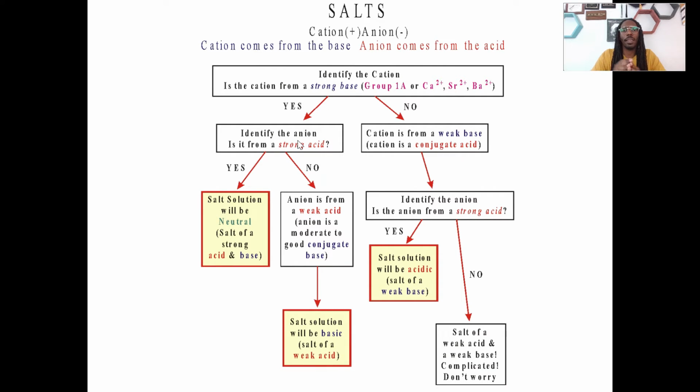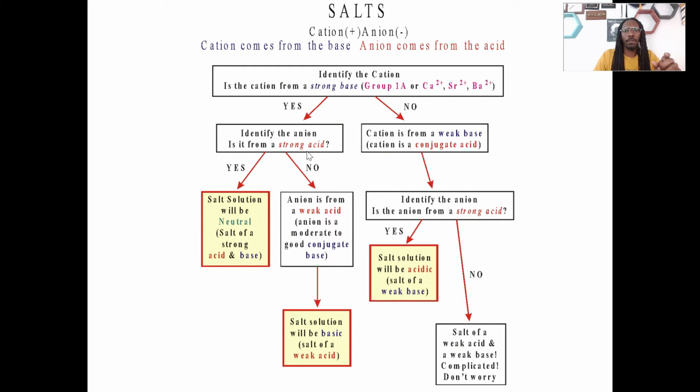Then we have to figure out the anion. And if the anion is coming from, in this case, a strong acid, then we're going to have a salt solution that will be neutral. So basically, your salt will be coming from a strong acid and a strong base. That's essentially it. That's the only time we're really going to get a neutral solution overall, okay? So it's coming from a strong acid and a strong base.